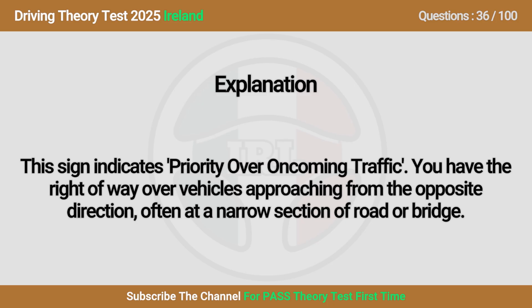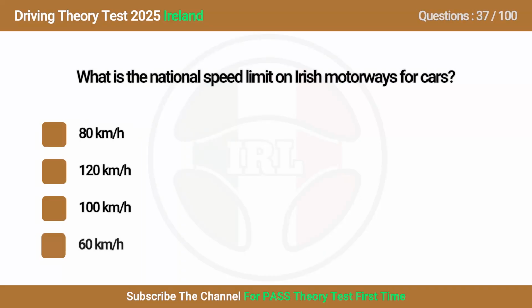Question 37. What is the national speed limit on Irish motorways for cars? A. 80 kilometers per hour. B. 120 kilometers per hour. C. 100 kilometers per hour. D. 60 kilometers per hour.